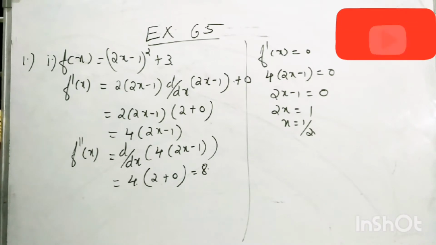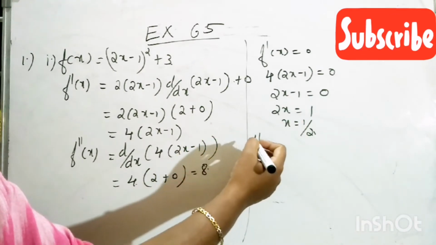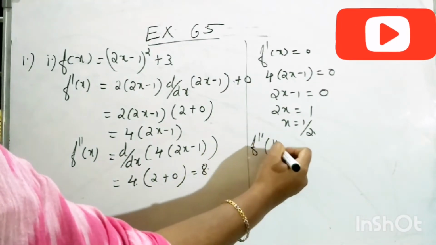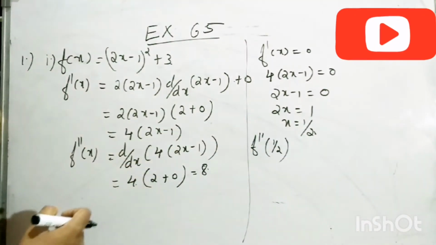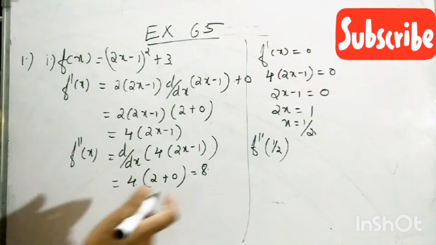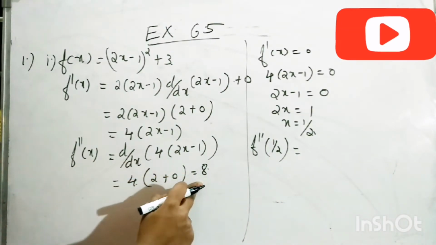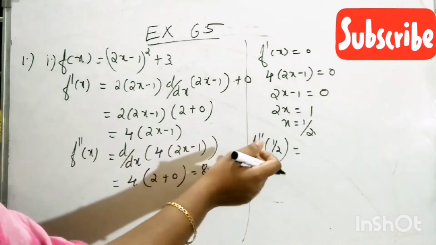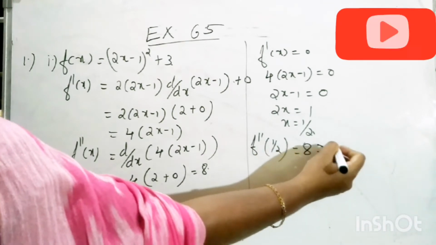Now the next step is we need to find out the sign of f double dash of x at x is equal to 1 by 2. That is f double dash of 1 by 2. We know that this f double dash of x is 8. There is no term which contains x in this f double dash of x. Therefore f double dash of 1 by 2 is also 8, and it is greater than 0.